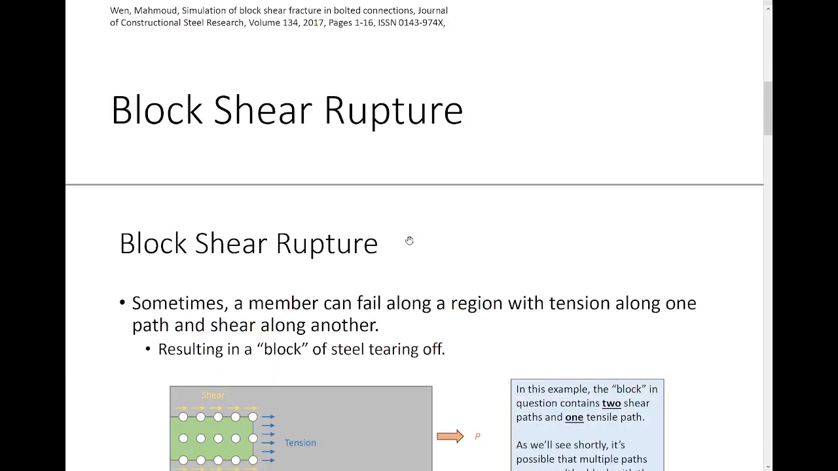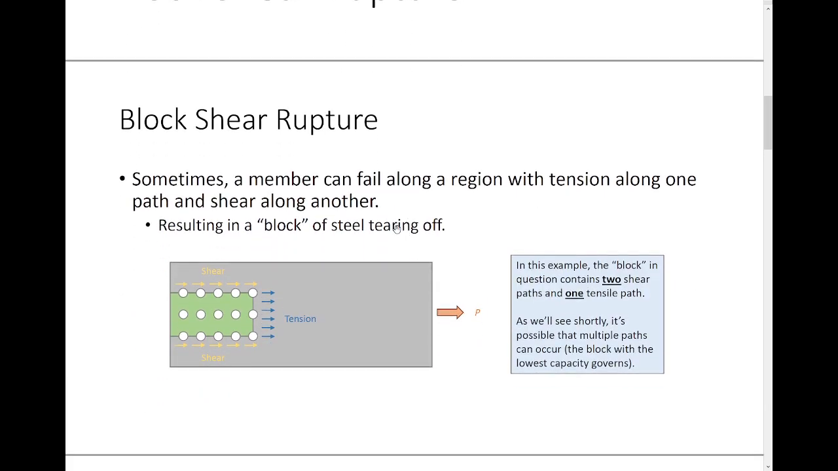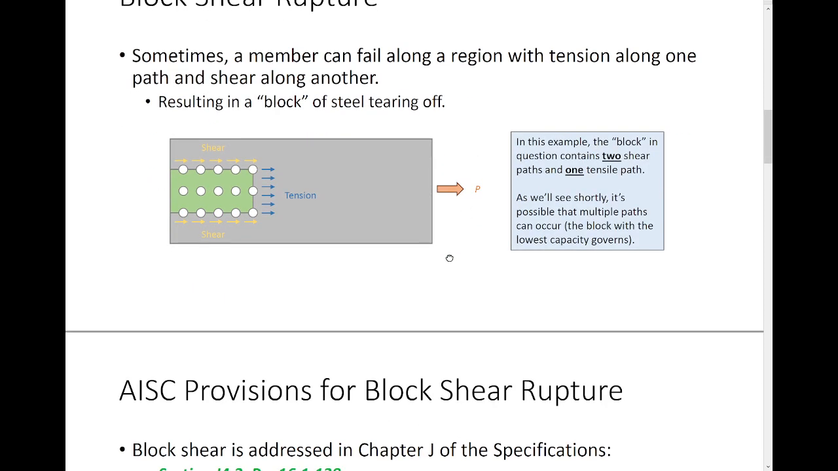Now, let me show you something. What happens with block shear is that block shear is defined as a failure path that combines both a region that's failing in shear and a region that's failing in tension. Okay? So, for example, if I was considering this failure block, the failure block has two shear paths, one tensile path. And with either of those paths, there are gross areas and net areas, etc.